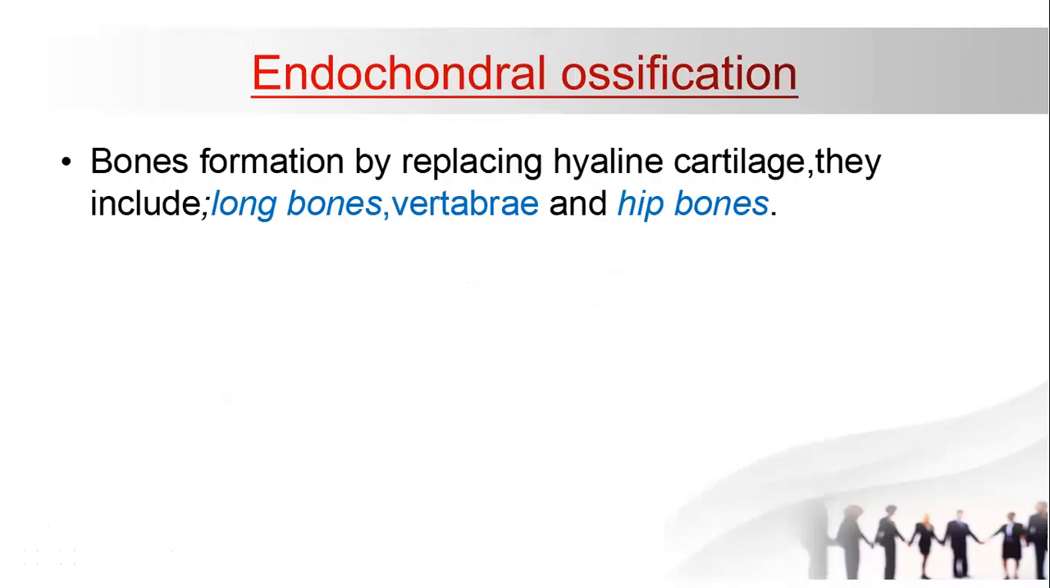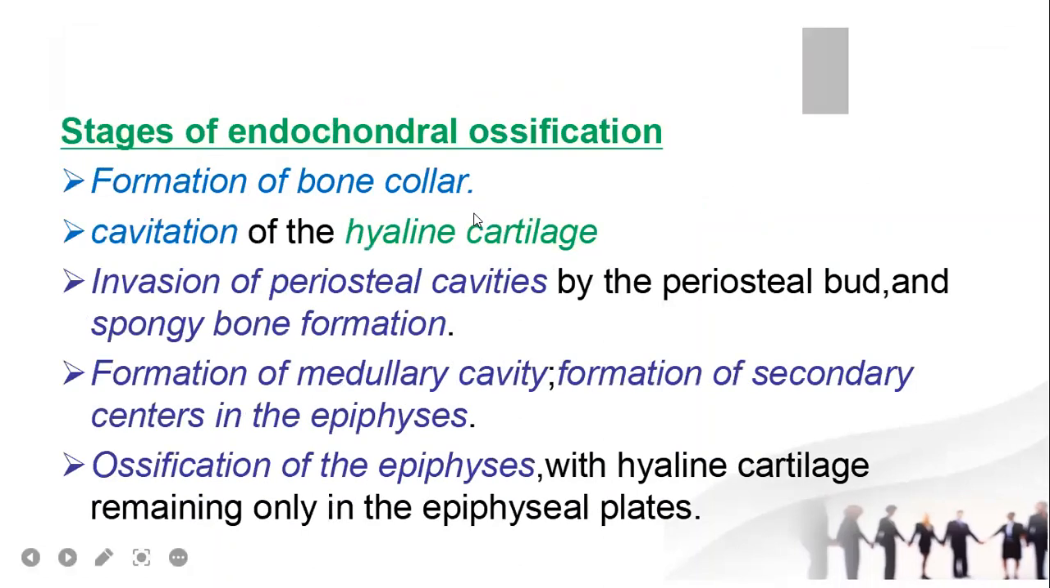Bone formation by replacing hyaline cartilage is known as endochondral ossification, and these include long bones, vertebrae, and hip bones. So sorry for that distraction. We have bone formation by replacing hyaline cartilage, and they include long bones, vertebrae, and hip bones. These bones undergo endochondral ossification.